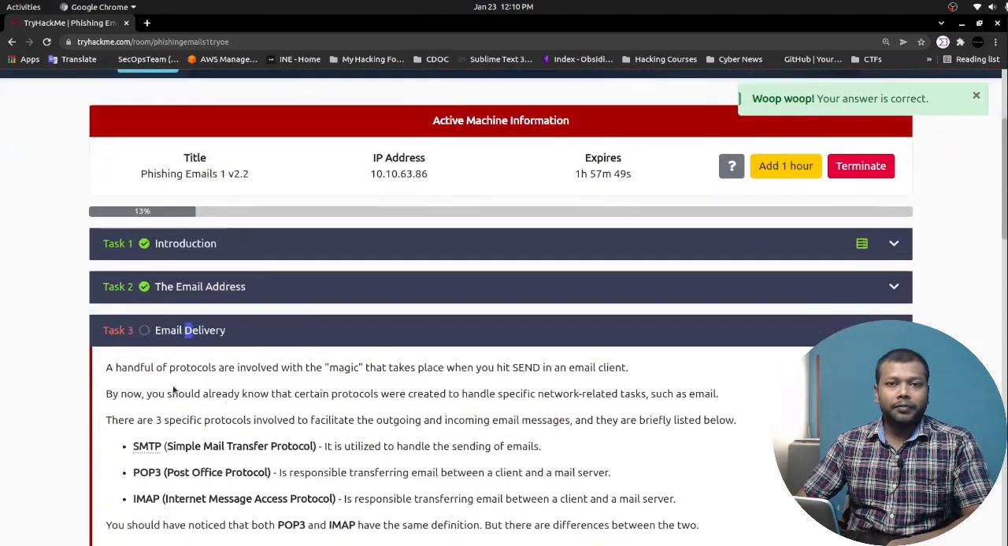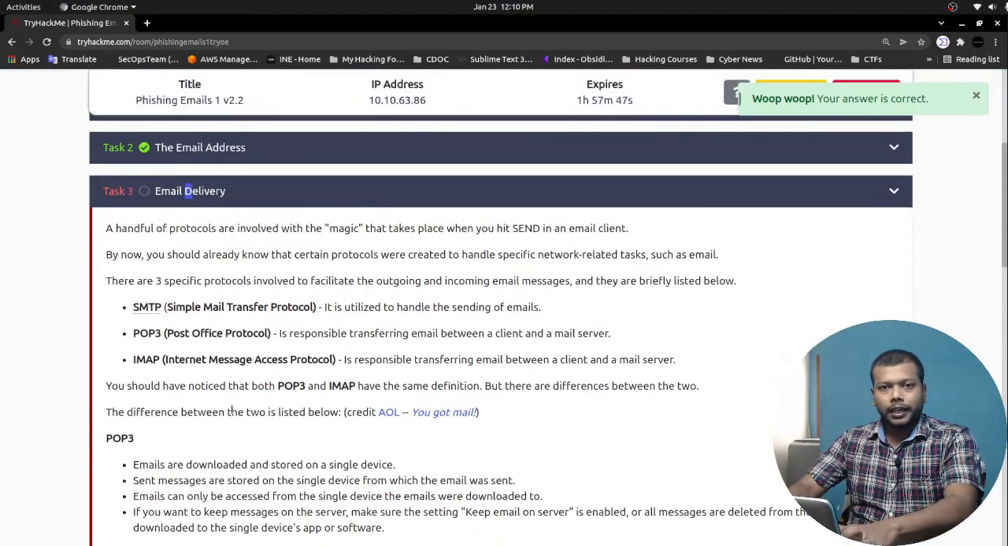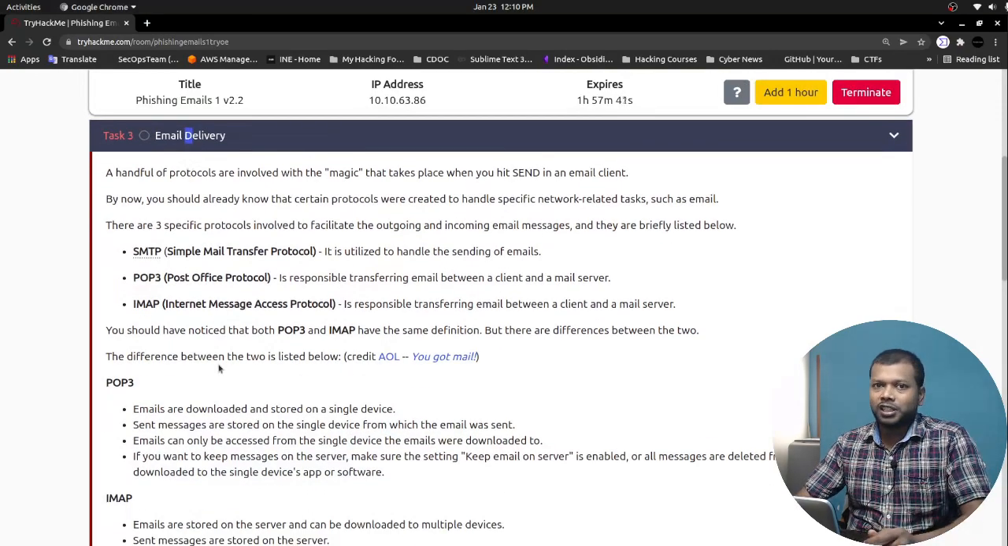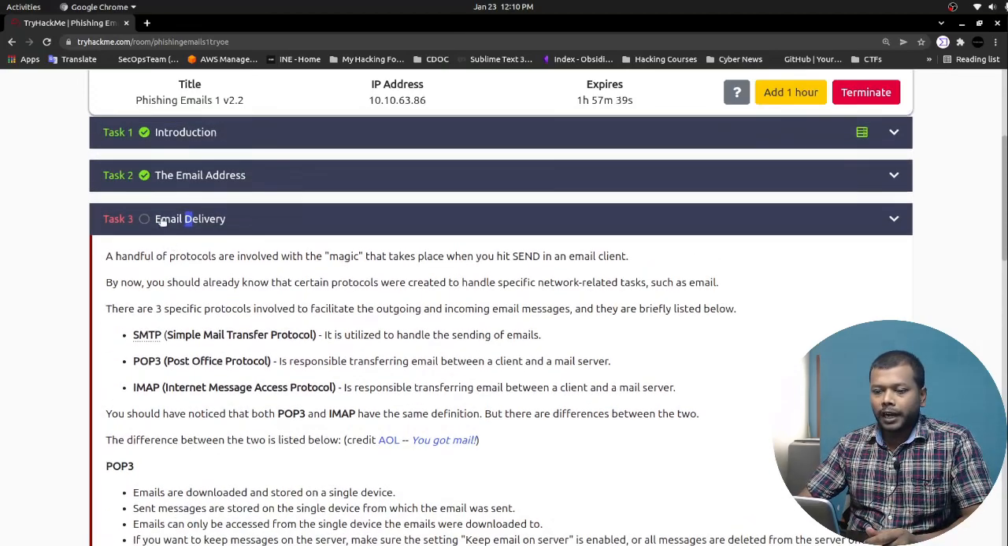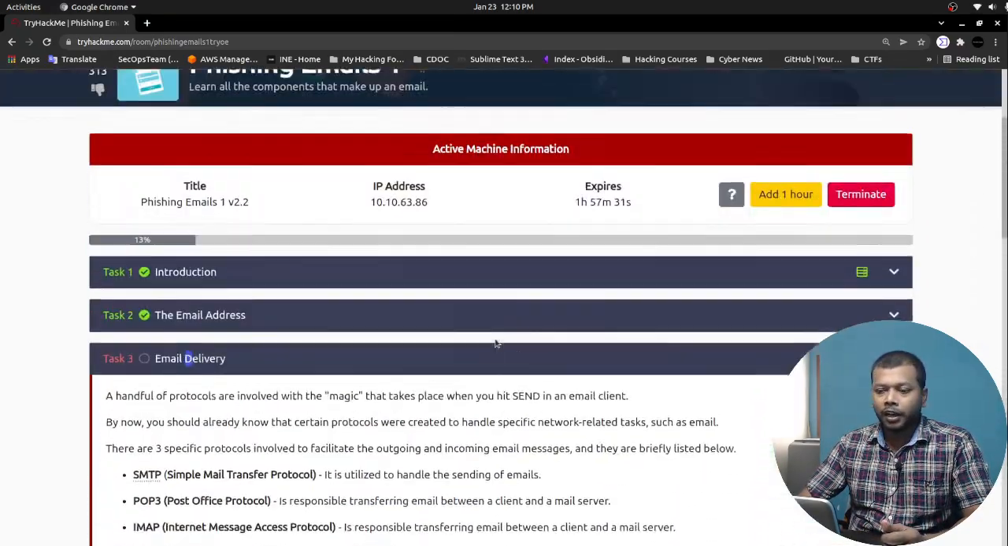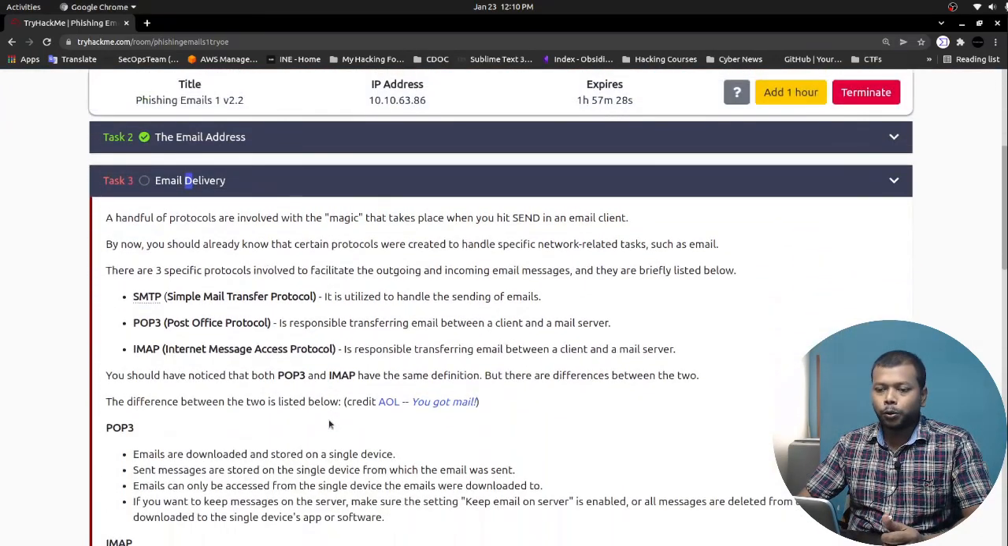So, email delivery. Focus on this part, because email delivery might be one of the critical basic concepts that everyone should know. When you are attending an interview, particularly, people might ask about the email delivery process. If you see this, they gave a diagram and clearly explained it. This might be easier for you to keep in mind about the email delivery concept.